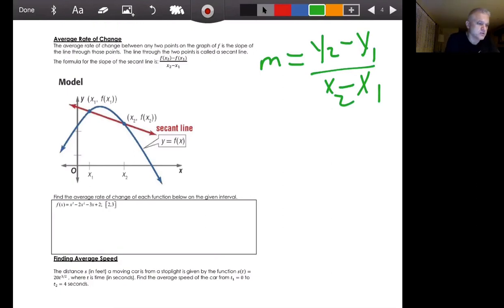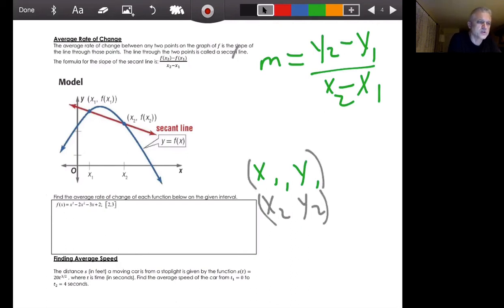Okay? So now they're saying, here's a quick little example. Find the average rate of change over an interval from 2 to 3 on this function f of x, okay? Now, don't make this difficult. It's a slope question. It is a slope question. So we just need x1, y1, and we need x2 and y2. Okay, once we have those, we're just going to substitute numbers into our slope formula.